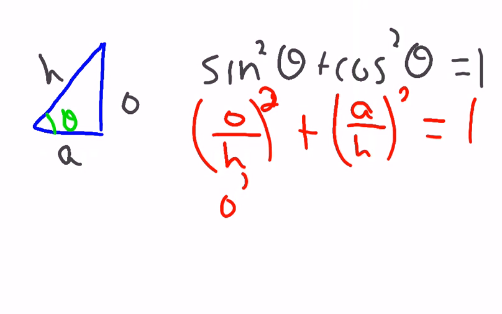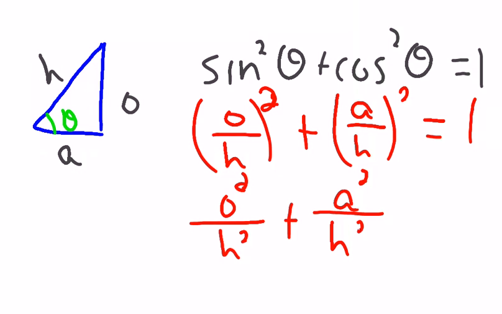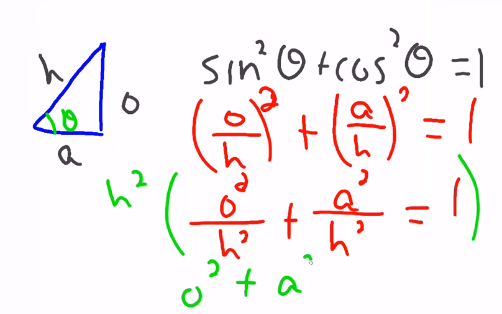Now we want to simplify. So that becomes O squared over H squared plus A squared over H squared equals 1. But we don't like fractions, so if we multiply this entire thing by H squared, we're left with O squared plus A squared equals H squared. Now notice H is the hypotenuse, so I have the two legs squared added together gives us hypotenuse squared. So even though it's different letters, it's still A squared plus B squared equals C squared.